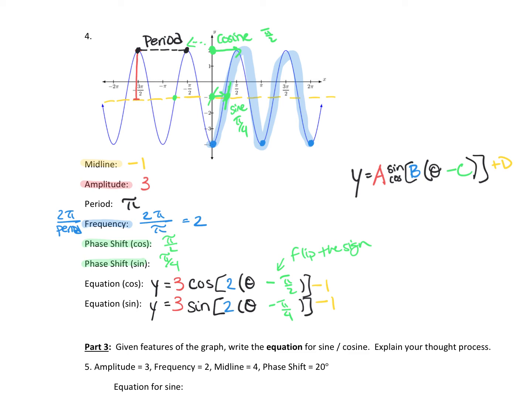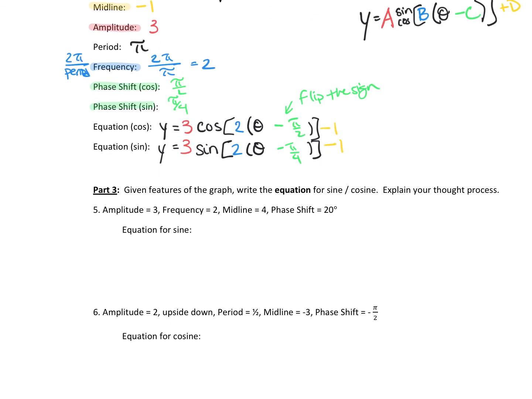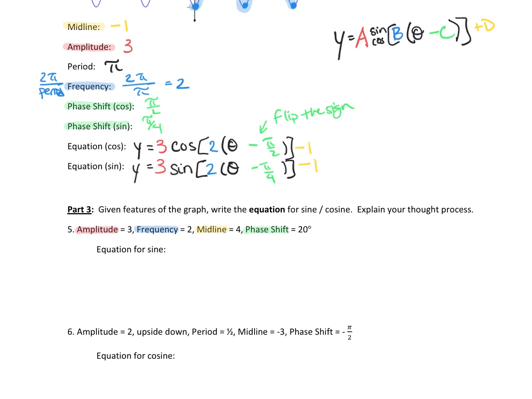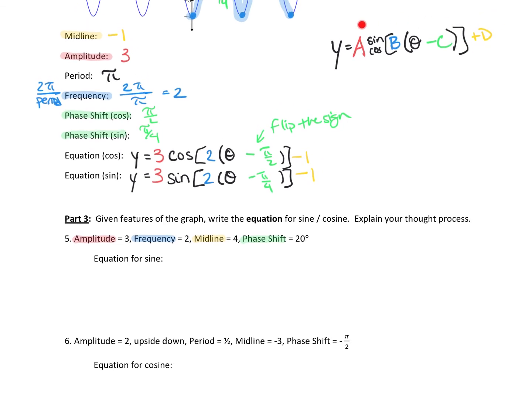Let's move down to problem number 5. So problem number 5 says here, given the features of the graph, write the equation for sine or cosine and explain your thought process. So I don't have to find all this stuff. It's already telling me all of this information. So I know my amplitude, my frequency, my midline, and my phase shift. It's perfect. I move this to the side just so that we can still see our equation up here. Make sure we know where to put everything in.